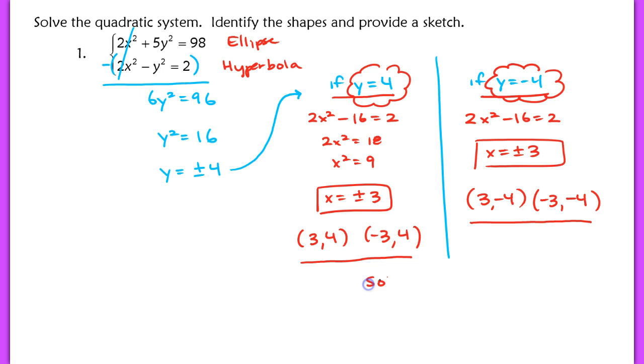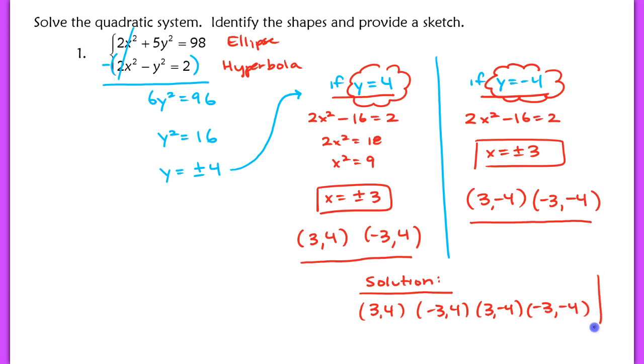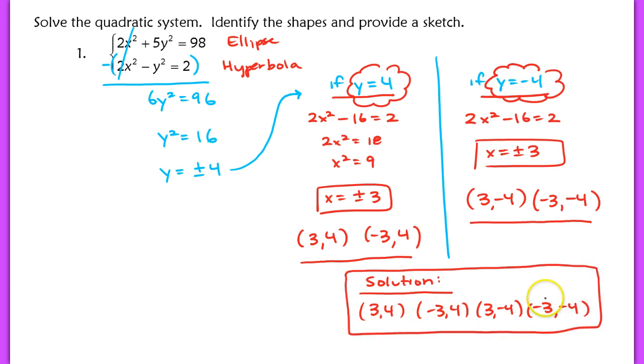Each of these points represents a solution to our system, so let's make sure that we're really clear about identifying each and every single one of these. I'm going to list all of them together, because some of you are going to have work all over your paper. Just make sure that in the end you box all of your final points. These each represent one of the intersections for the ellipse and the hyperbola.